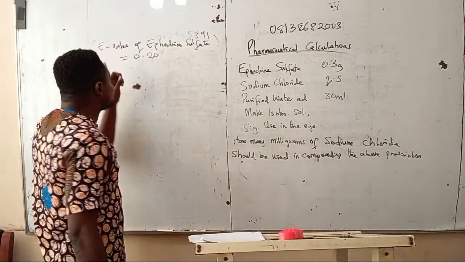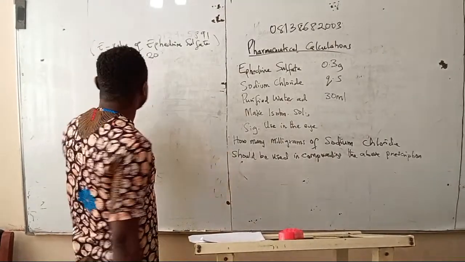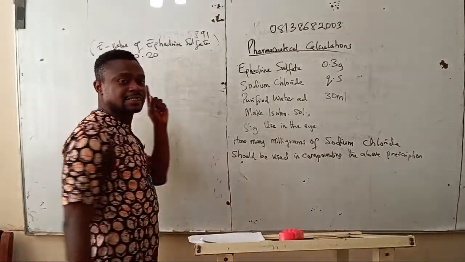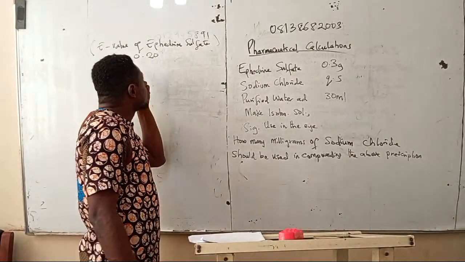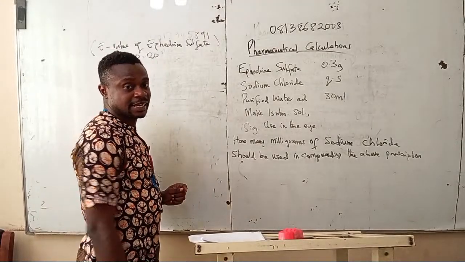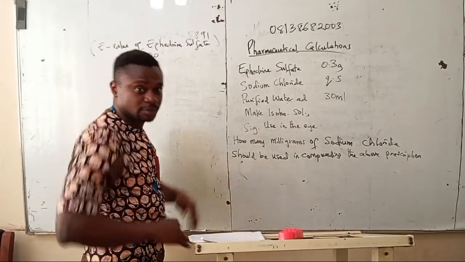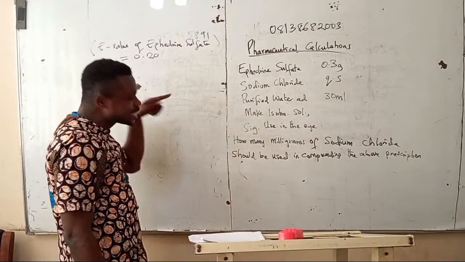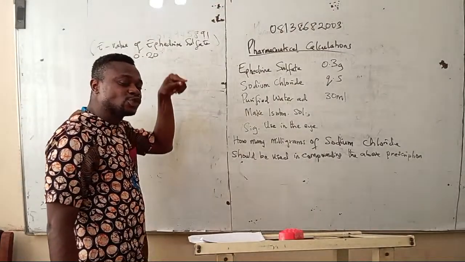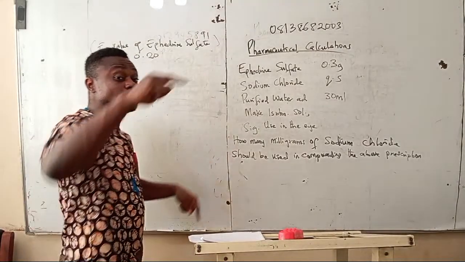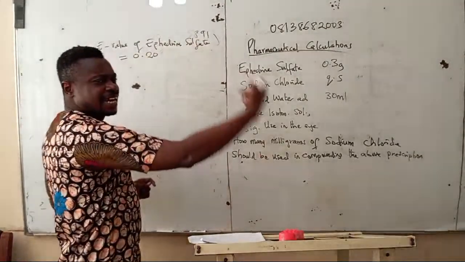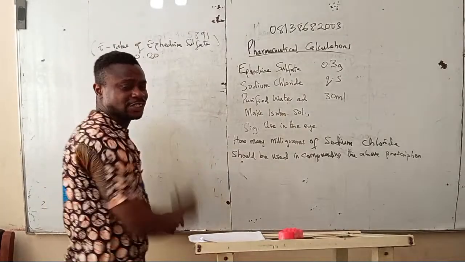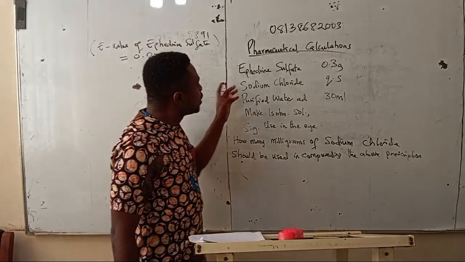What this means is that 1 gram of ephedrine sulfate has the same isotonicity with 0.2 gram of sodium chloride, provided they have the same volume in solution. That means 0.2 gram of sodium chloride represents 1 gram of ephedrine sulfate. That's the meaning. Now be careful with a question like this.